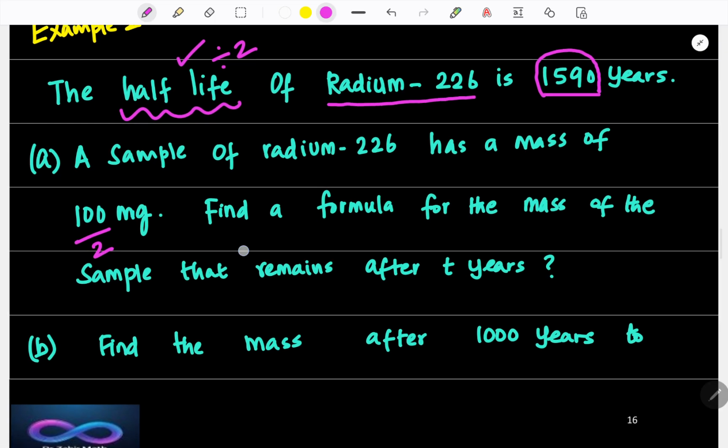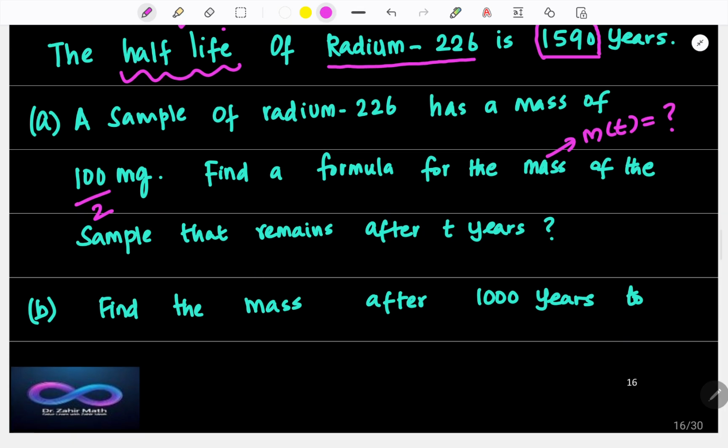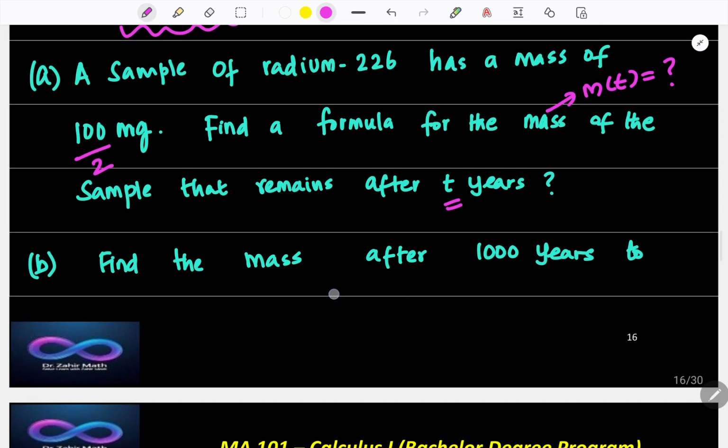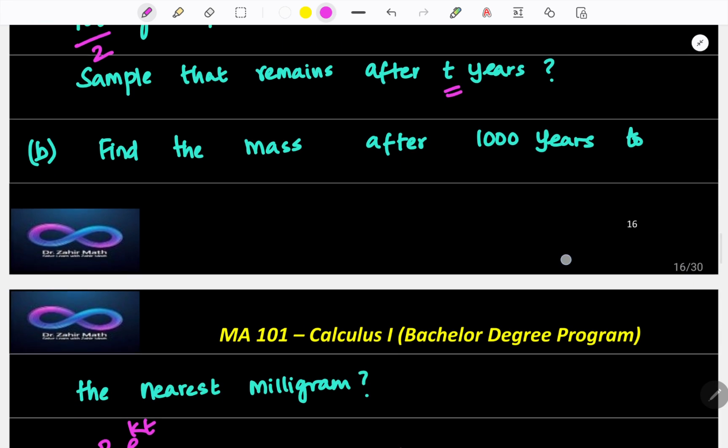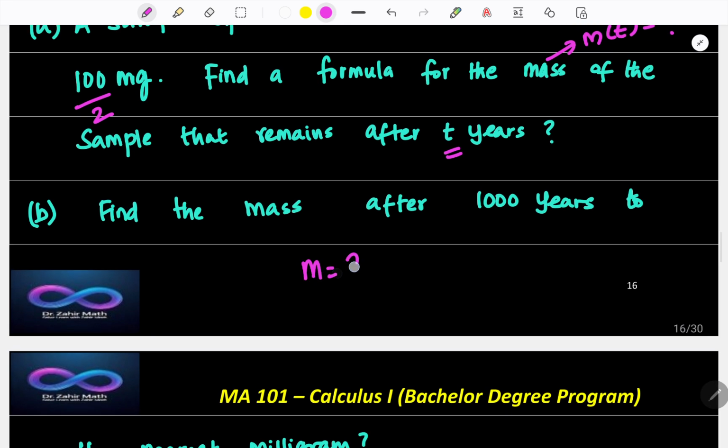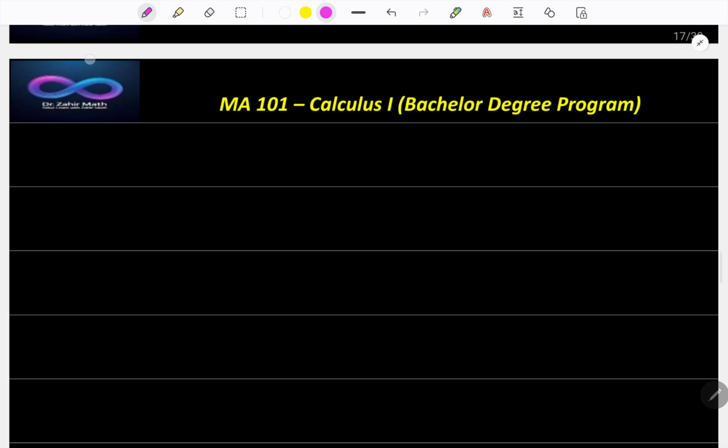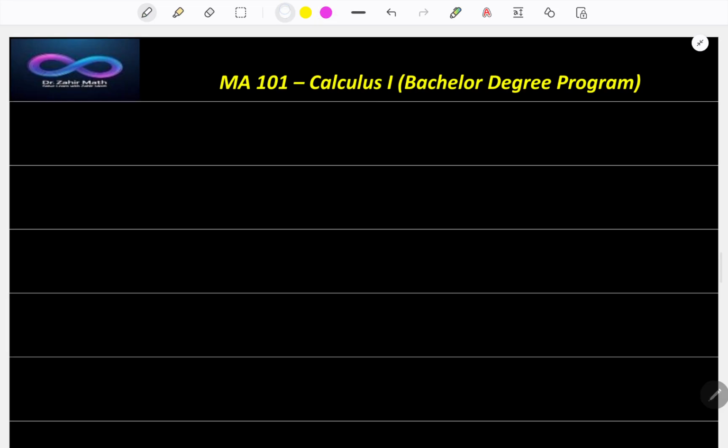Keep in your mind. Find a formula for the mass of the sample. It means they are asking for the equation for m of t. Right. And the sample remains after t years. Find the mass after 1000 years. It means they're asking what? m is equal to question mark. t is equal to what? 1000. Right? Okay. Let's start the solution.